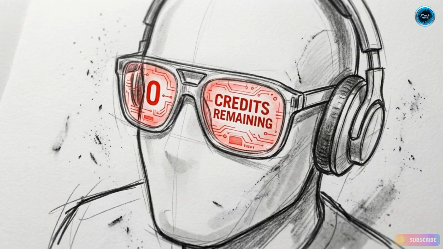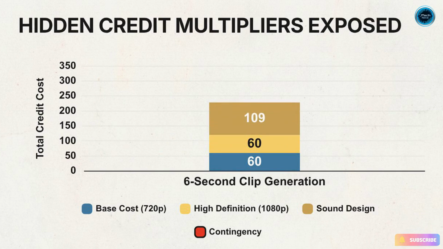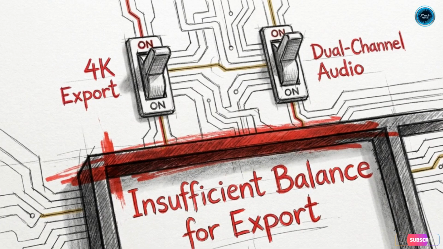Regardless of the path you take, you still have to navigate the most expensive trap: hidden credit multipliers. Testing a basic 6-second 720p prompt costs about 60 credits. Upgrading to 1080p resolution immediately doubles that cost. Adding native audio for sound and lip sync doubles it again. Finally, the retread tax. A 20% failure rate means you must budget extra credits for redos. A 1,000 credit plan shrinks rapidly under professional settings. Once you enable high resolution and audio, you are left with just a handful of usable clips.